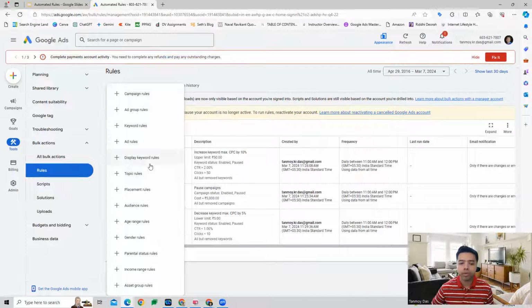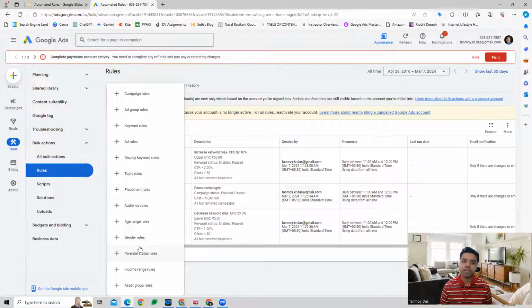You can do it across audience targetings as well, gender rules. These are various types of rules available out here, which you can build out at the backend, and they will be running at the backend automatically, making those changes whenever those criteria are met. This works like automated optimizations happening at the backend even while we are sleeping, and we are not keeping a watch on our accounts.